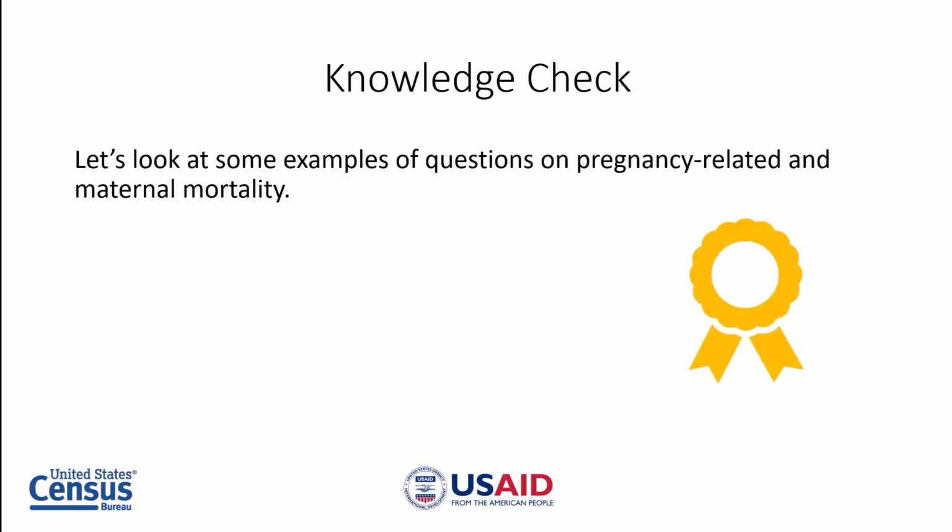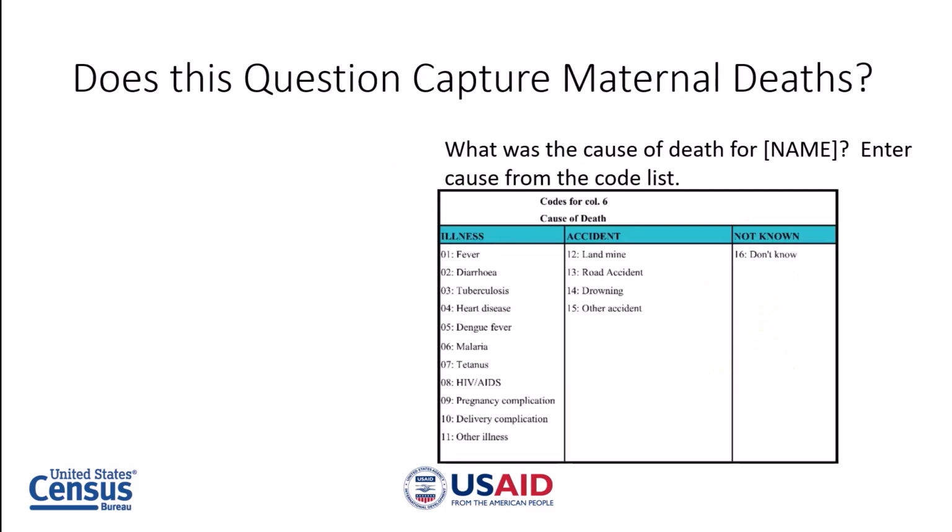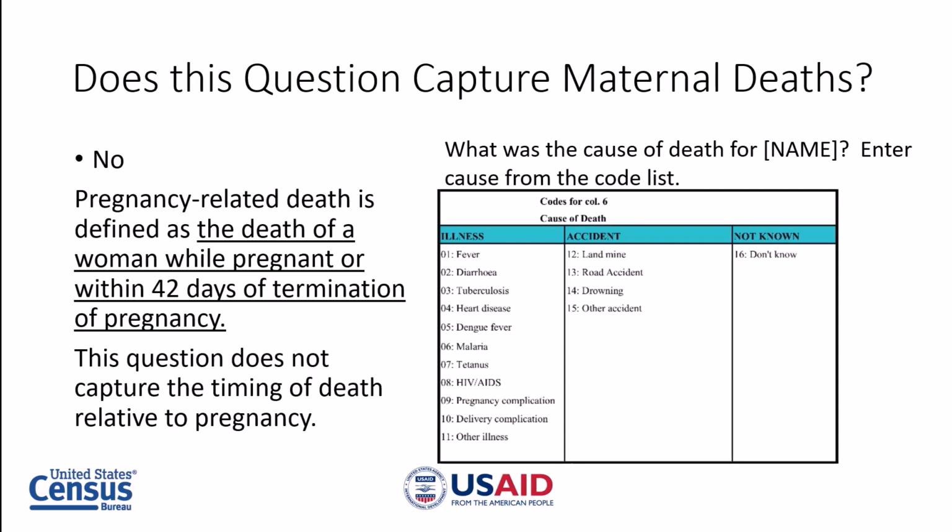Let's look at some examples of questions on pregnancy-related and maternal mortality. Take a look at the question below. Does this question capture pregnancy-related deaths? If you said no, you are correct. This question does not capture pregnancy-related deaths. Why? The question asks what was the cause of death. In the response option under illness, options 9 and 10 are pregnancy complication and delivery complication.